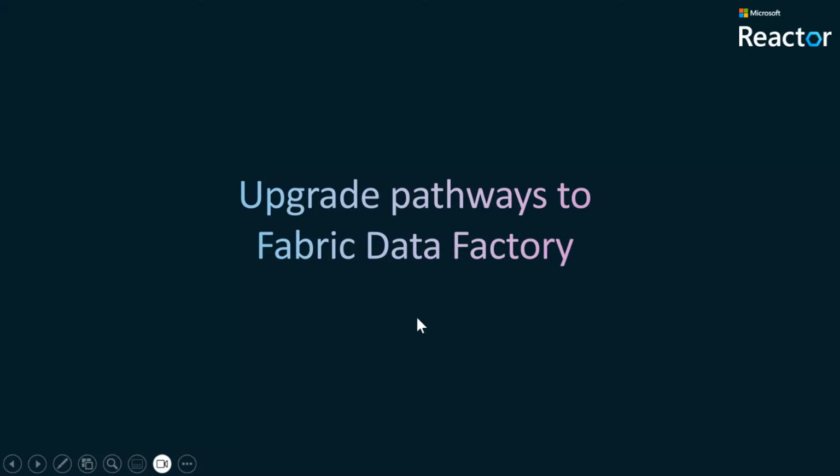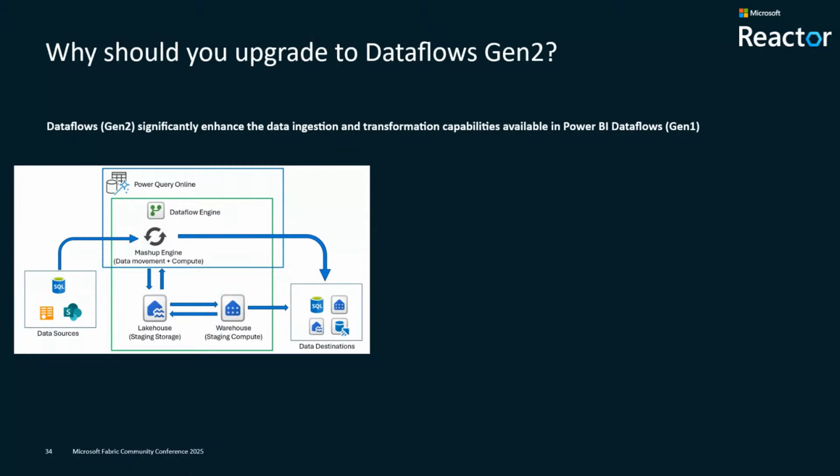All right, that was the last demo of new capabilities that we are planning to show you today. But now you might be wondering, okay, I'm already using an earlier generation of Dataflows. Perhaps I'm using Dataflows Gen1 or Power BI Dataflows. How do I upgrade to Fabric Data Factory so that I can leverage Dataflows Gen2 capabilities like the ones that I saw in this session? First of all, just to reinforce, why should you even care? Why would you even try to upgrade to Dataflows Gen2?